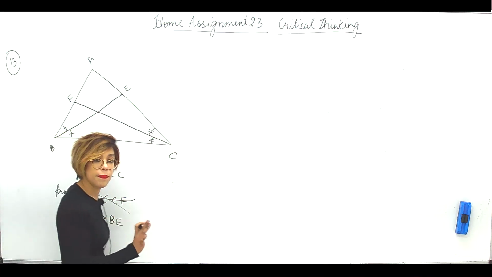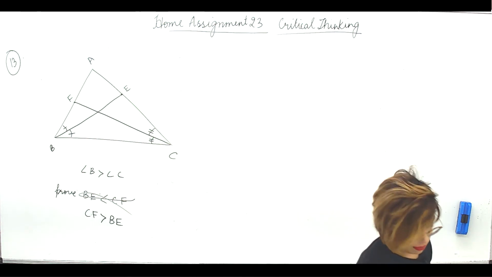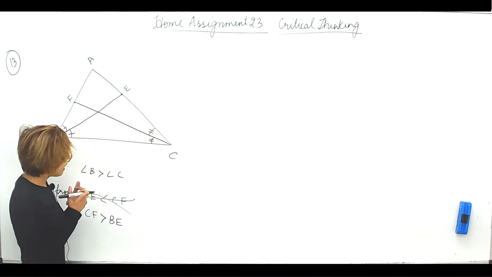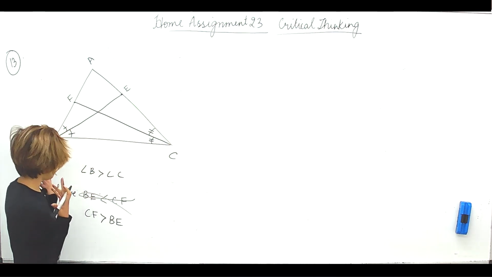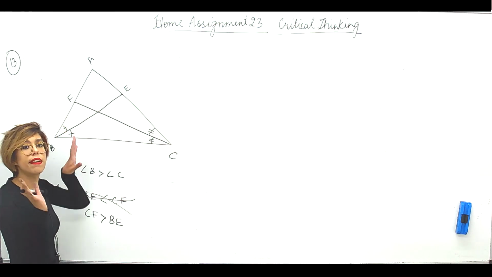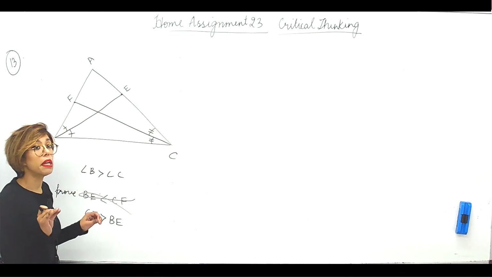ये proof करना है. I'm sure we must have tried a lot, and समझ नहीं आ रहा होगा कैसे proceed करना. It's a bit difficult. Now CF is here, BE is here. Clearly these are in two different triangles. So direct triangle inequality apply नहीं होगी.